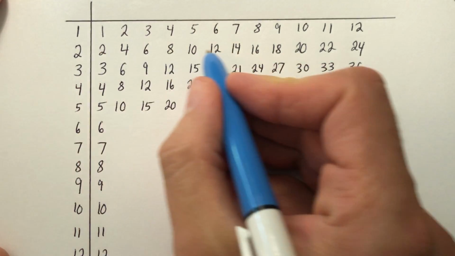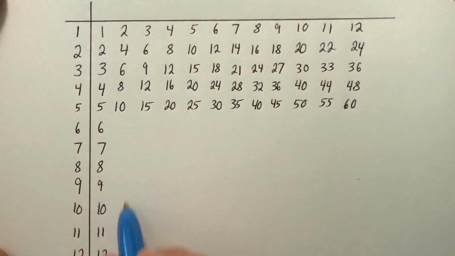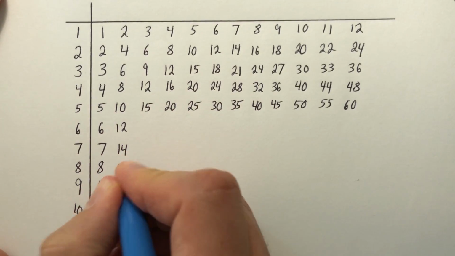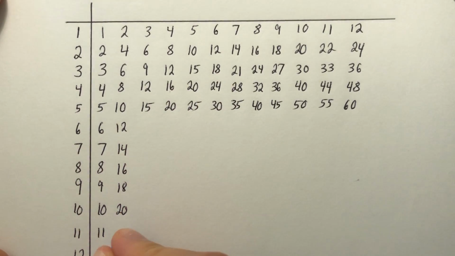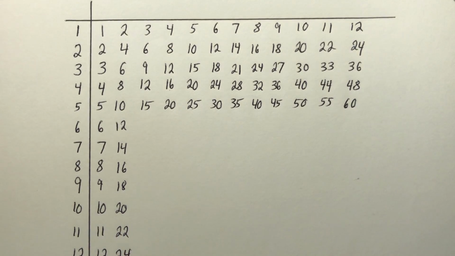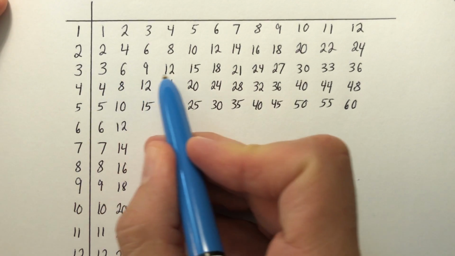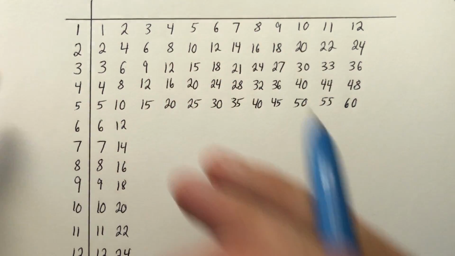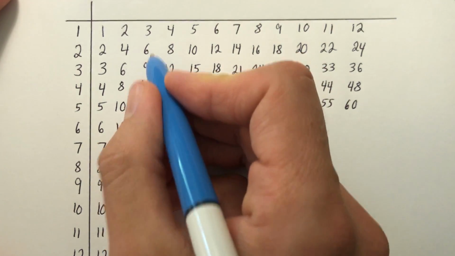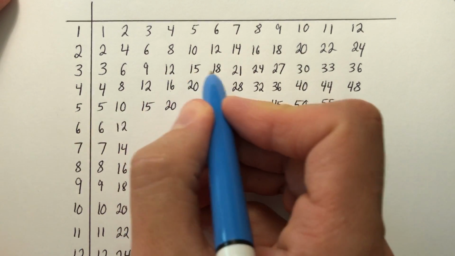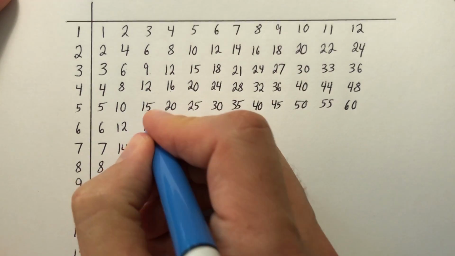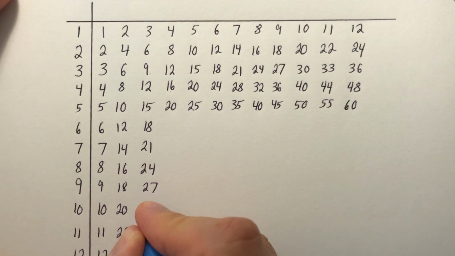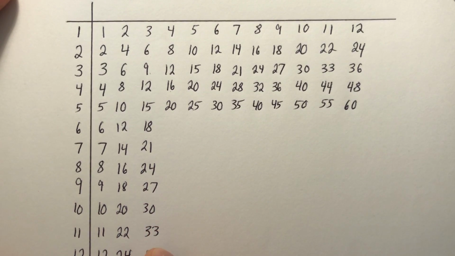So if I count by twos this way, then I'm also counting by twos this way. So the second row corresponds to the second column. So this is 12, 14, 16, 18, 20, 22, 24. Okay, fine. Well, then, if the third row is counting by threes, then maybe the third column in this little corner, quadrant, if you want to call it that, is going to also count by three. So these are 3, 6, 9, 12, 15, 18, 21, 24, 27, 30, 33, 36.